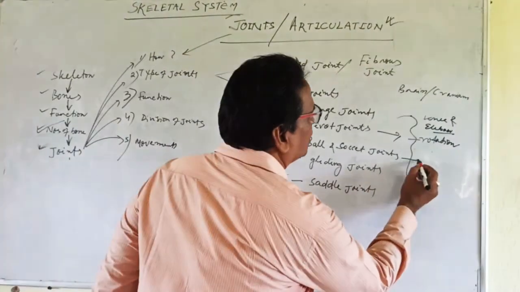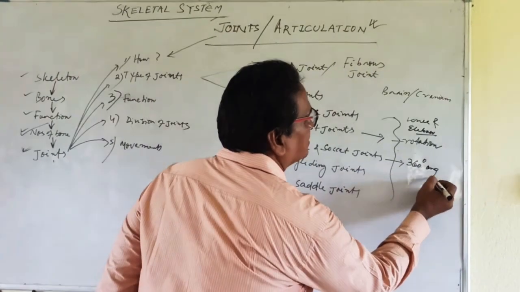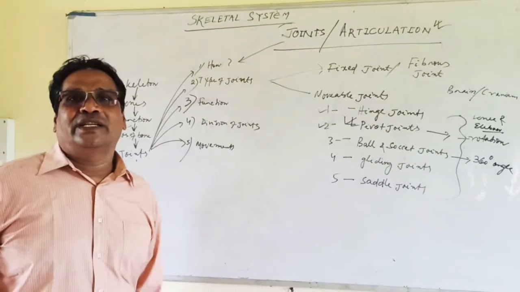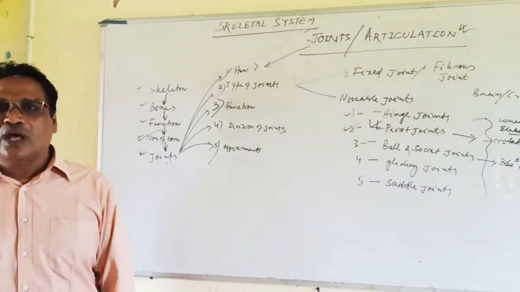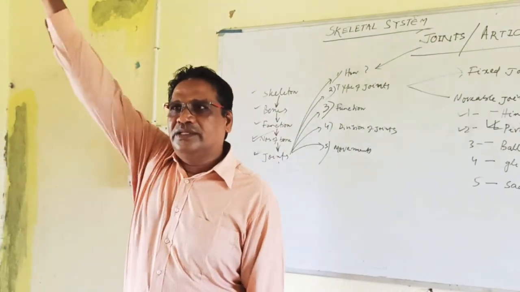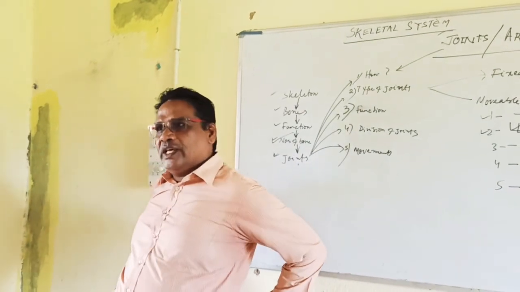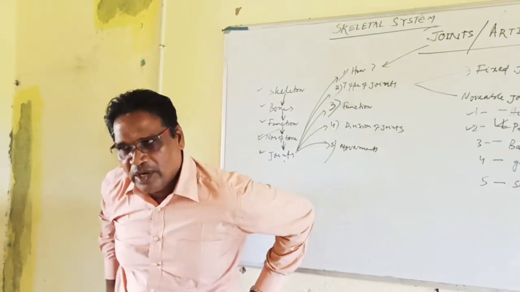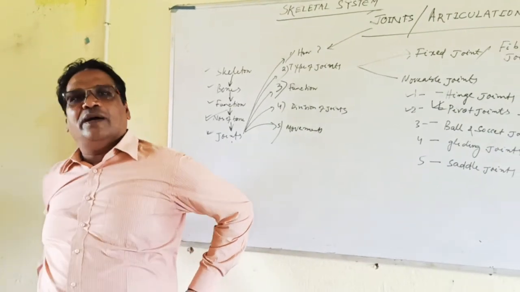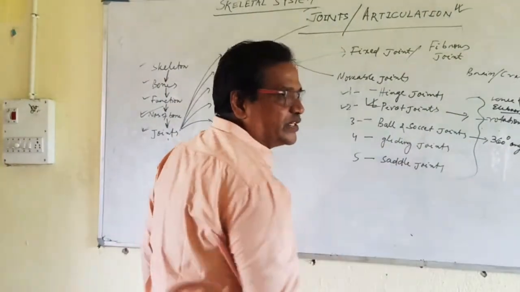So next is your ball and socket joint. Ball and socket joint allows 360 degree angle movement. Example seen in your rotation of the arm. So this is 360 degree angles rotation, and movement of the hip. Movement of the hip is your 360 degree angles rotation. This is an example of your ball and socket joints.